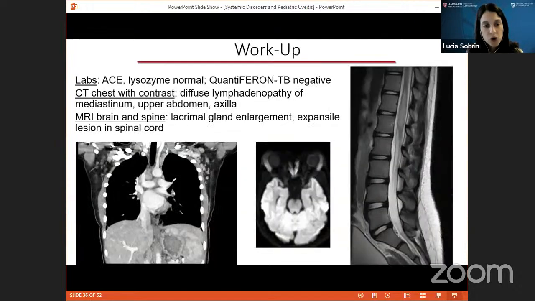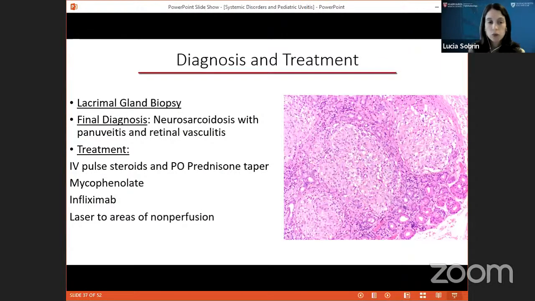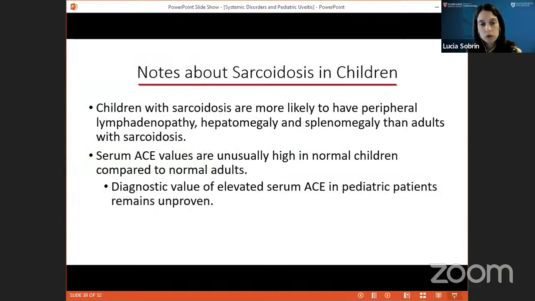Her workup actually showed a normal ACE and lysozyme, and QuantiFERON was negative, but the diagnosis came on imaging. So she had diffuse lymphadenopathy, and she also had lacrimal gland enlargement. And in her spine, to account for her systemic symptoms, she had an expansile lesion in her spinal cord. She underwent lacrimal gland biopsy that confirmed the diagnosis of sarcoidosis. And so this patient had neurosarcoidosis with panuveitis and retinal vasculitis. She was treated successfully with steroids, mycophenolate, infliximab, and laser to the areas of non-perfusion.